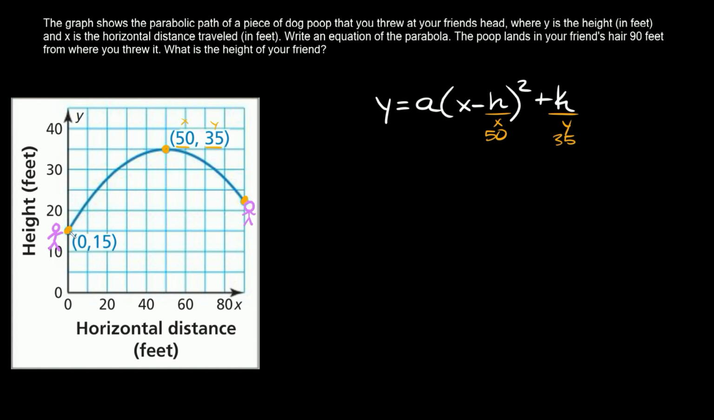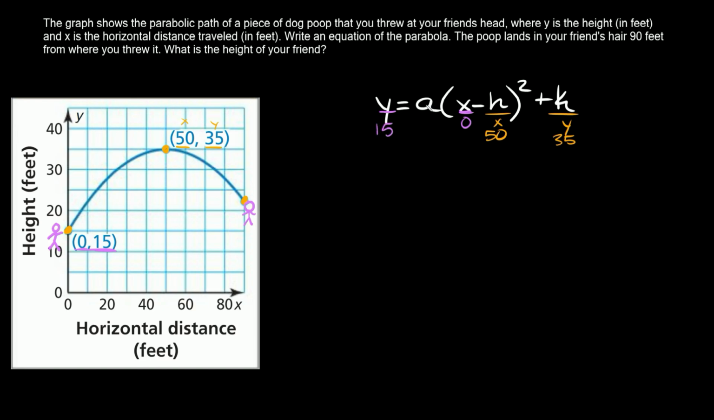Then you can see that we have another point on this parabola. It's basically the starting point right here at (0, 15). Since we have another point on the parabola, we can plug that into x and y, because x and y over here just represent any other point on the parabola that's not the vertex. So for example, this point, (0, 15). We're going to plug in 0 for x and 15 for y.